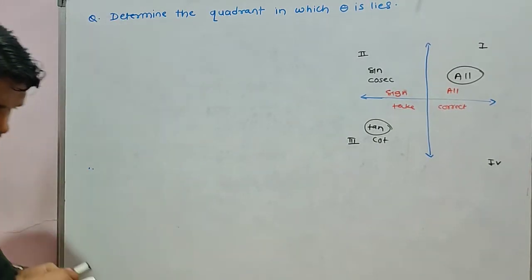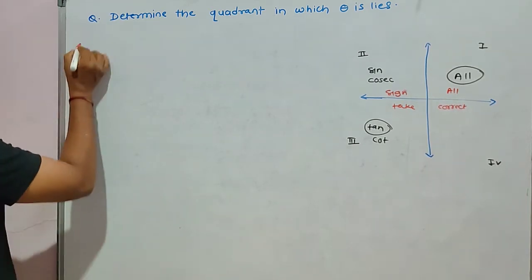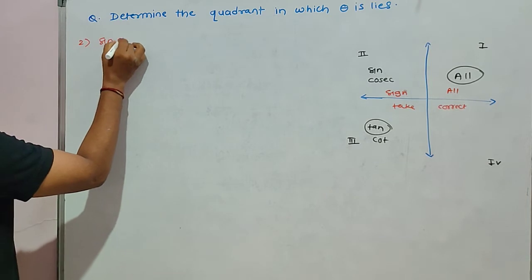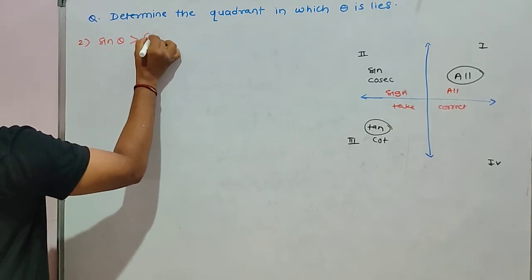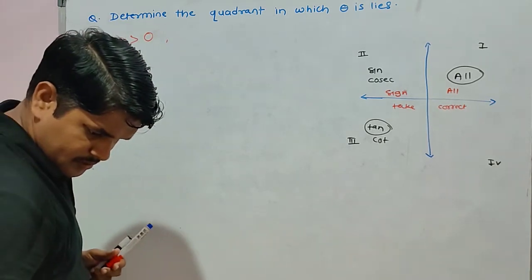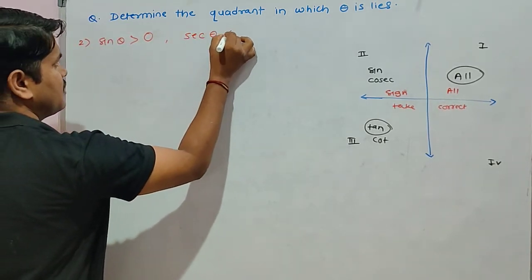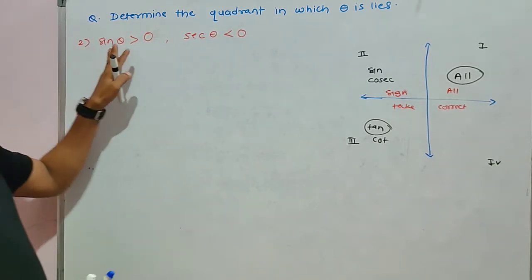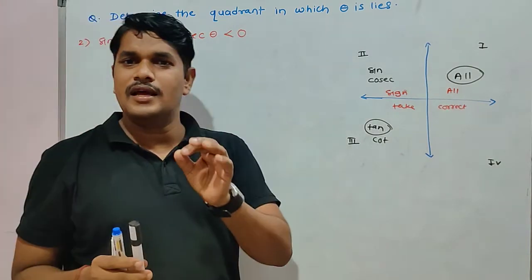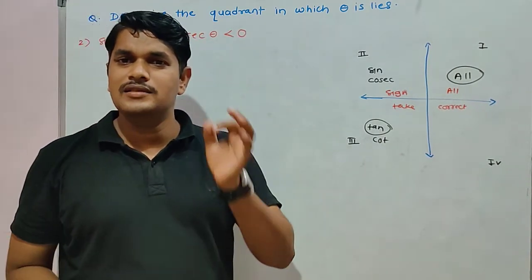Second one: sin theta is greater than 0 and sec theta is less than 0. Understood? So sin theta is greater than 0 means sin theta is positive, and sec theta is less than 0 means what? Sec theta is negative.